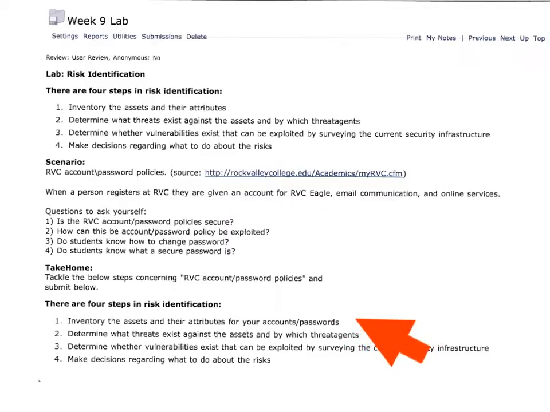So the first step we're going to do together, real quick, and you'll definitely come up with different scenarios: first, inventory the assets and their attributes for the account passwords. Then we'll determine what threat agents are there against the assets and by which threat agents they occur. And then determine whether vulnerabilities exist that can be exploited by surveying the current security infrastructure or lack of security. And then what decisions need to be made about these risks.